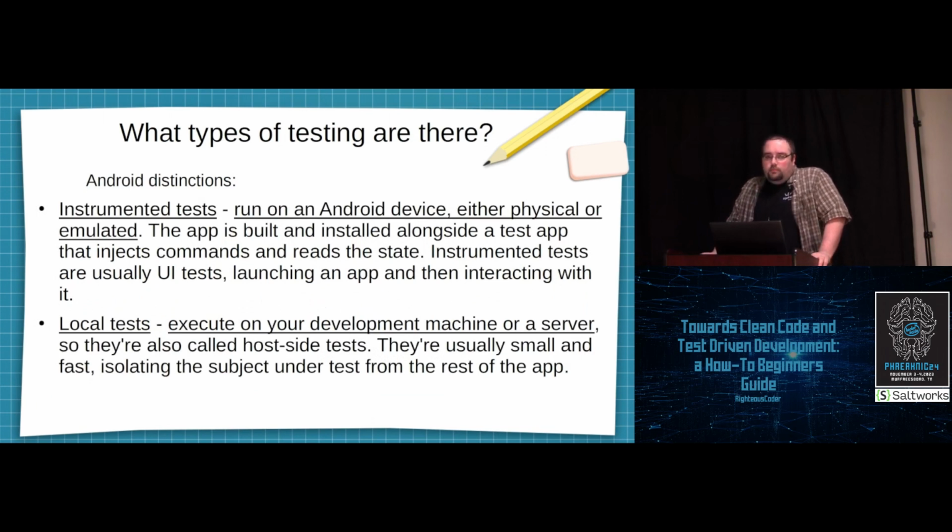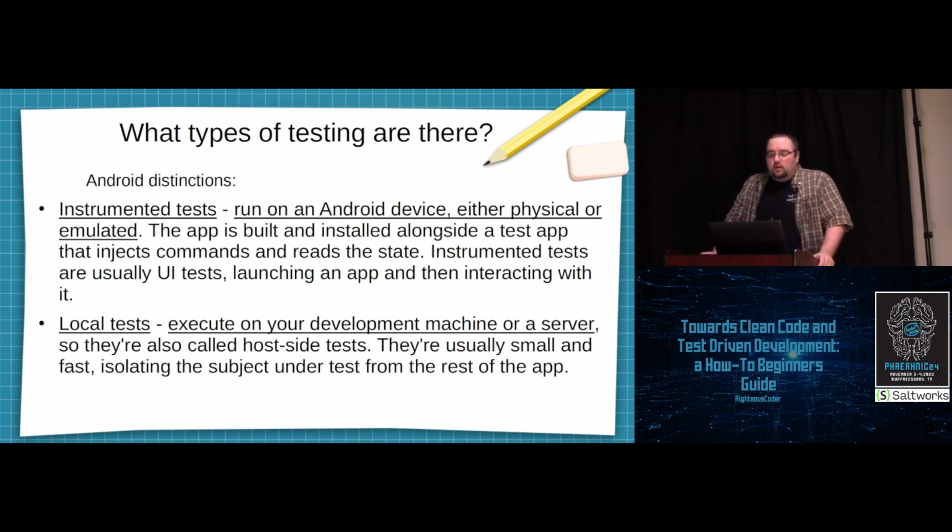So in Android at least, there are some nuances to unit tests. There are local tests, which are the classic unit tests, and there are also instrumented tests. Local tests execute on your development machine or on a server, so they're very fast. They don't require a test device running. You can just run them in native code, so in Android, Java/Kotlin.